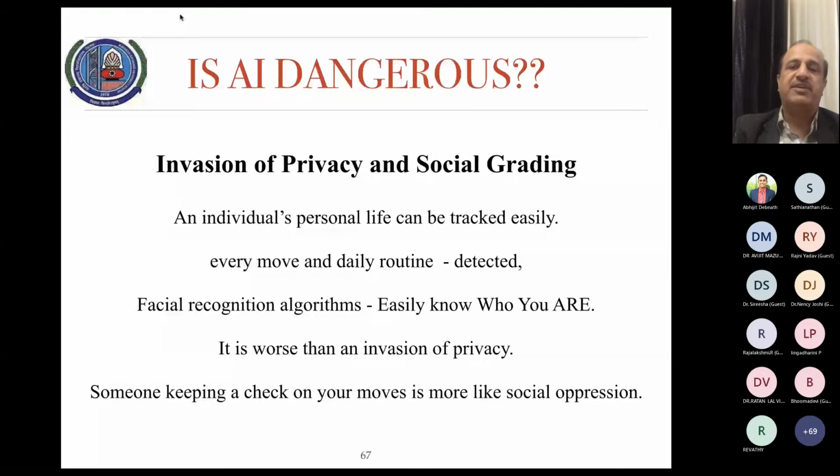Your personal life can be tracked easily. Every move and every daily routine is easily detected. Like we use facial recognition for opening a mobile, they can easily know who you are. And it is worse than invasion of privacy. Someone keeping a check on your moves is more like social manipulation. Like your boss can easily find out where you are right now.